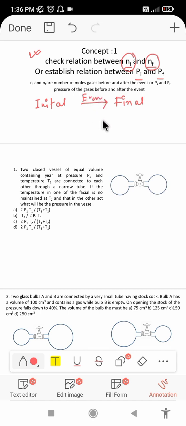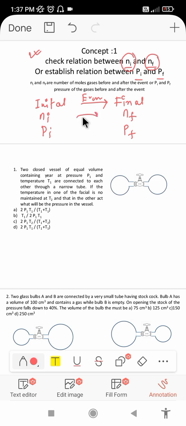Suppose the event might be expansion of gas, or compression of gas, or opening of two gas chambers connected by a small tube, all this kind of event. So in all of the cases, we will check the initial number of gas molecules, the pressure of the gas molecules initially, and after the event, the final number of gas molecules and the final pressure.